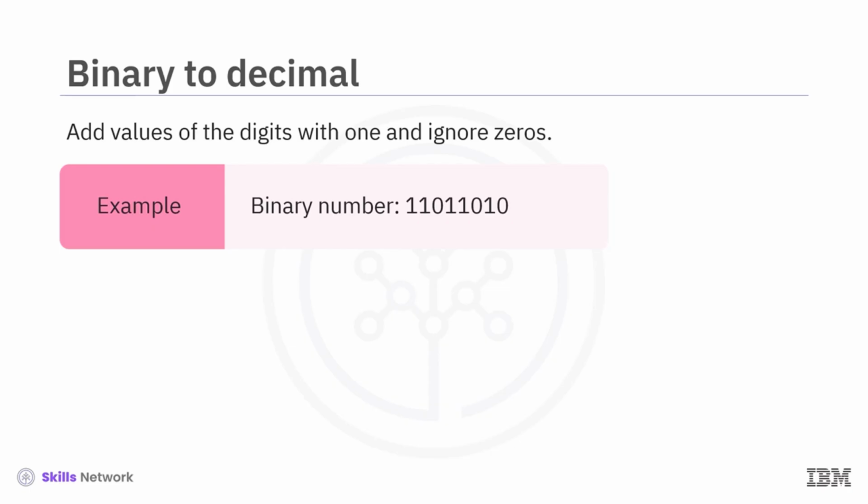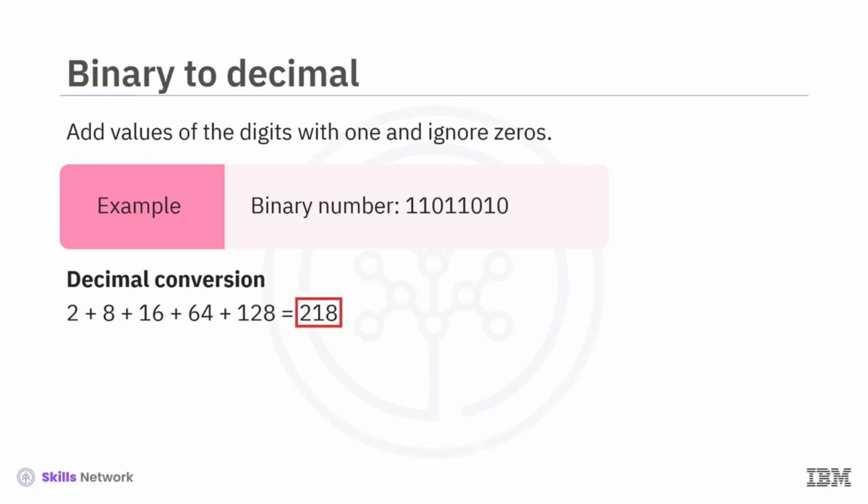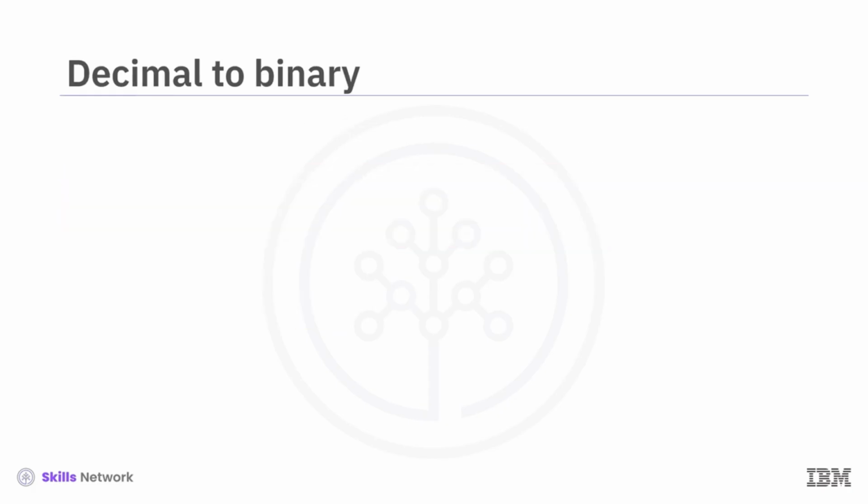Let's take an example. Shown here is an 8-digit binary number, which means there are 8 placeholders. So, if the binary number is 11011010, then it would convert to decimal as 2 plus 8 plus 16 plus 64 plus 128, which is equal to 218.